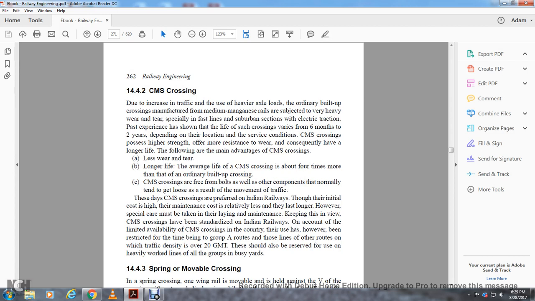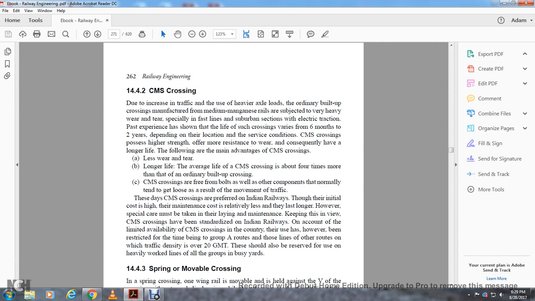14.4.2, the CMS crossing. Due to the increase of traffic with heavier loads, ordinary built-up crossings manufactured from medium manganese rail are subject to heavy wear and tear, especially on fast-line suburban sections with electrical traction. Past experience has shown the life of such crossings varies from 6 months to 2 years, depending on the location and the condition.